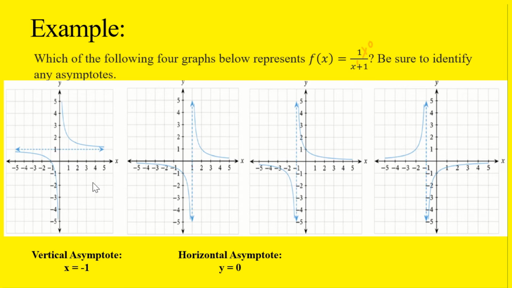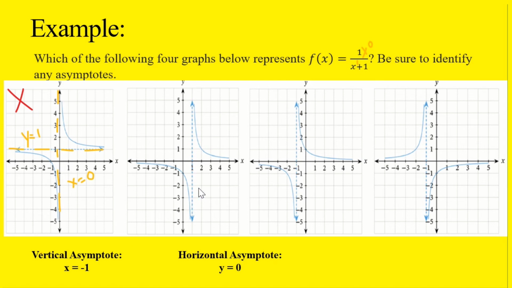So now let's go through and check all 4 of these graphs and see which ones satisfy these conditions. First, we said the vertical asymptote is at x equal -1. If we look at this first graph, it looks like we have a vertical asymptote right here along the y-axis, so that would be where x is equal to 0. And then it looks like we have a horizontal asymptote here at 1, so that horizontal asymptote would be y equal 1. That doesn't satisfy our 2 conditions, so we can eliminate this first graph.